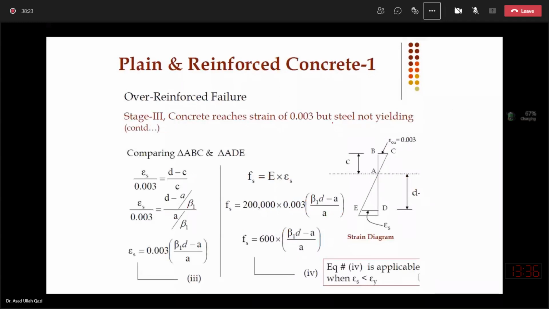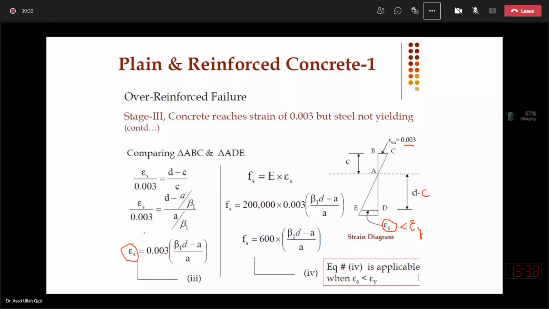What I mentioned on the previous slide, the same is drawn here. Concrete strain 0.003 and steel strain any value epsilon s, but it is below epsilon y. It may be 0.001, 0.0015, any value which is less than epsilon y. So using the similar triangles and writing this equation, epsilon s divided by 0.003 equals d minus c over c, and replacing c with a over beta 1 and keeping epsilon s on one side, you can derive this equation for steel strain from similar triangles, just drawing that strain diagram with steel strain at epsilon s.